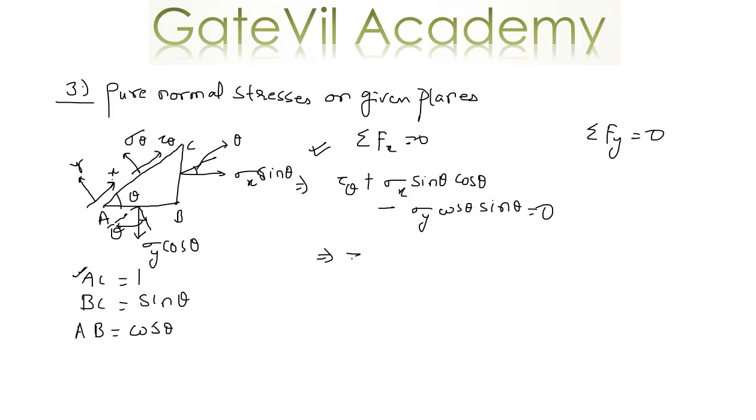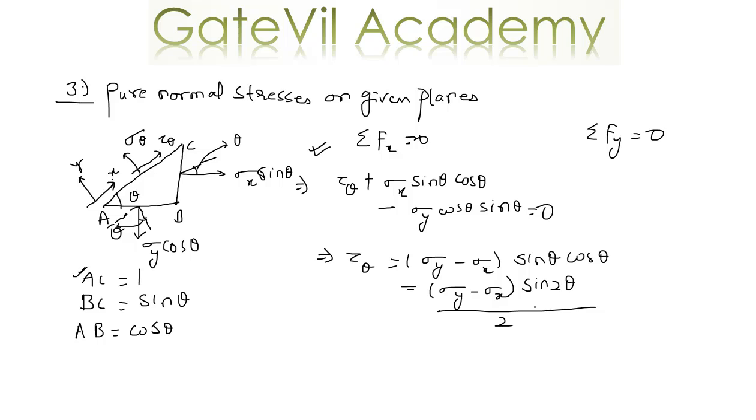So your tau theta value will come out like sigma y minus sigma x times sine theta cos theta. This sigma y minus sigma x is written as it is, and sine theta cos theta can be written as sine of 2 theta by 2. So this is your tau theta.